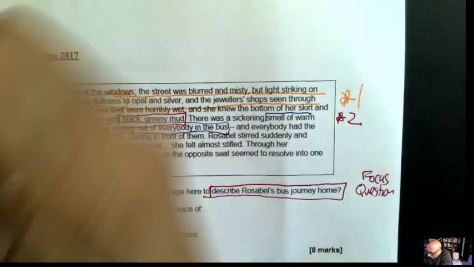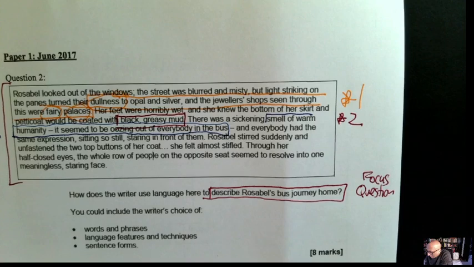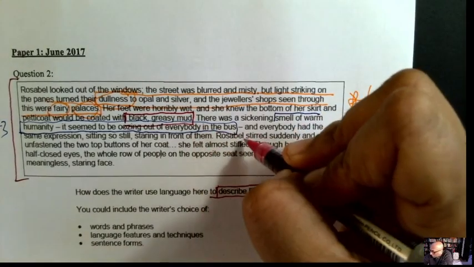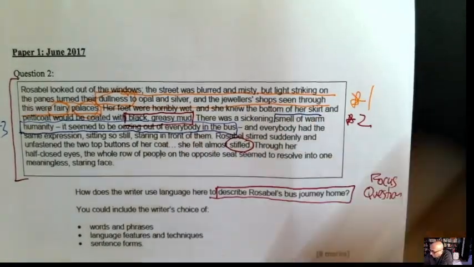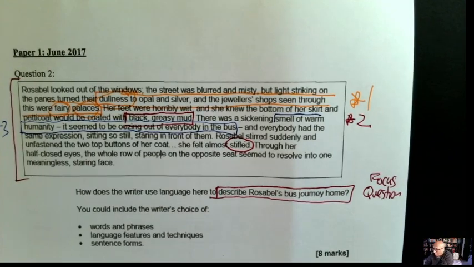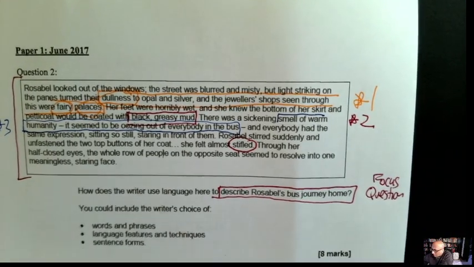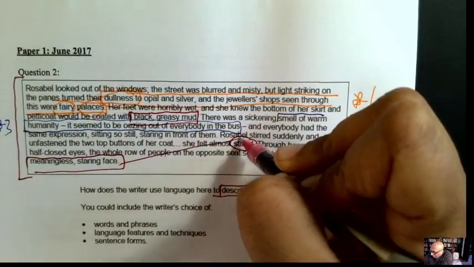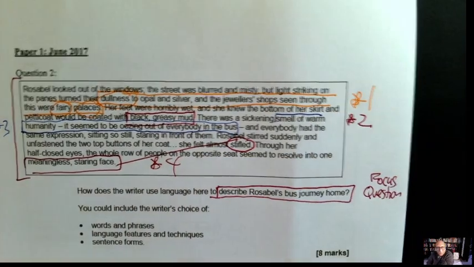Star 3. And everybody had the same expression, sitting so still, staring in front of them. Rosabel stirred suddenly and unfastened the 2 top buttons of her coat. She felt almost stifled. I think we could use stifled as well. Through her half-closed eyes, the whole row of people on the opposite seat seemed to resolve into one meaningless, staring face. I think these 2 together could be my 4th quotation.